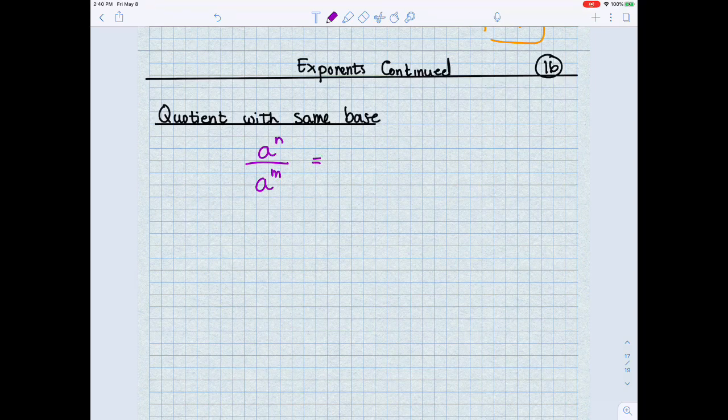How we simplify something like this, we can rewrite it as a raised to the power of, you're going to subtract your exponents here. So you're going to take your numerator's exponent and then subtract your denominator's exponent. Just like that. So you can rewrite them just like that.